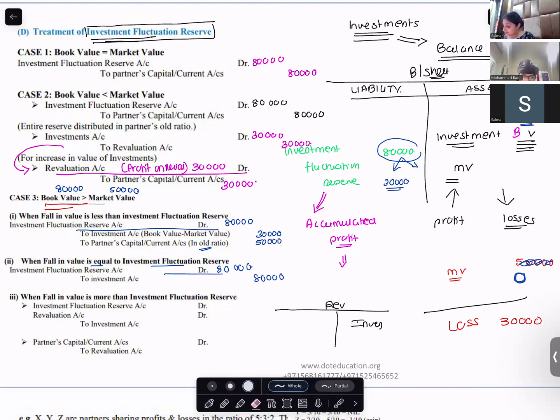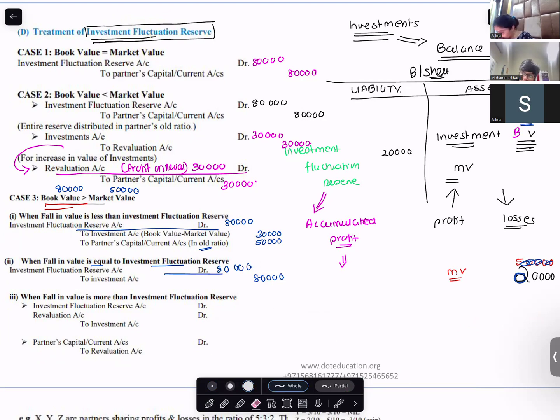Now I'm changing the value of investment fluctuation reserve. Investment fluctuation reserve is 20,000. Investment book value is 80,000 and market value is 20,000. Explain to me this scenario. The book value is 80,000 and the market value is 20,000. So, ma'am, the market value is less by 60,000. So there is a fall in the value of investment.